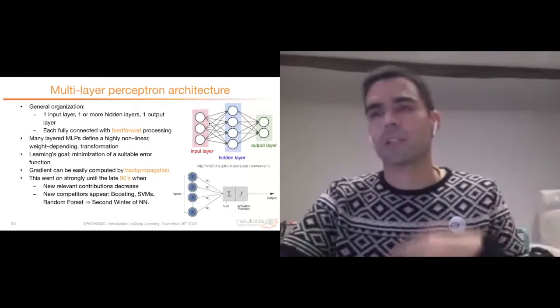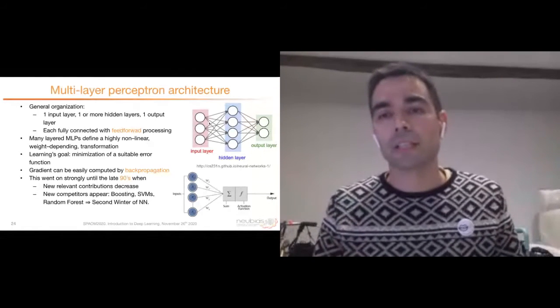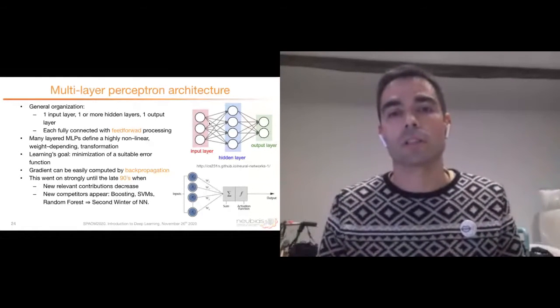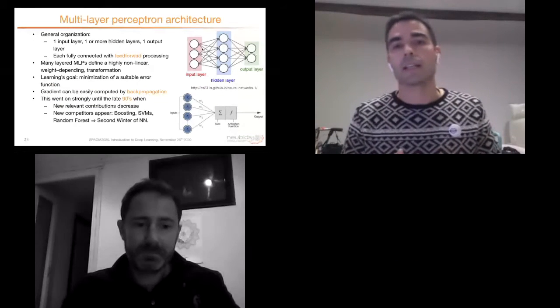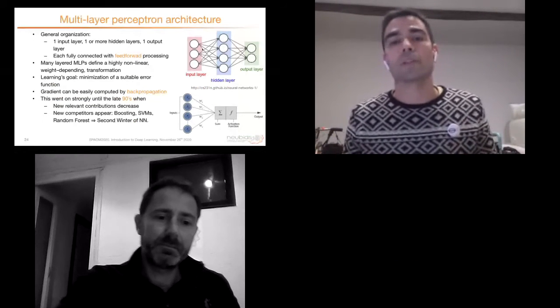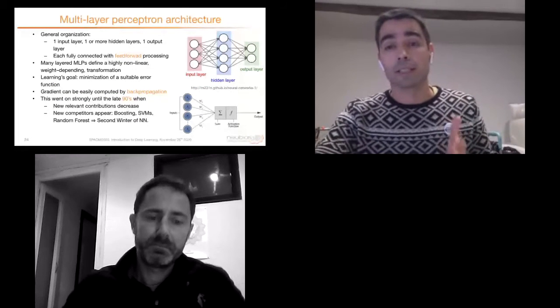So this went on very strongly in the 90s until suddenly new relevant contributions decreased. There were strong competitors, like I mentioned, the support vector machine or the random forest. And this led to what is known as the second winter of neural networks. Actually, there was another big problem.